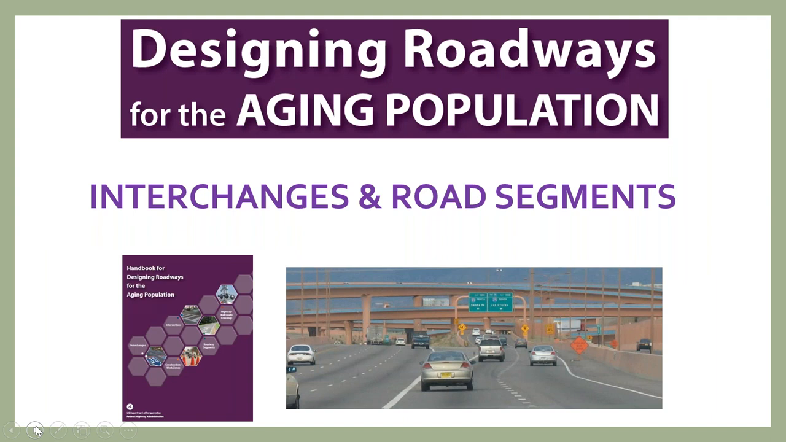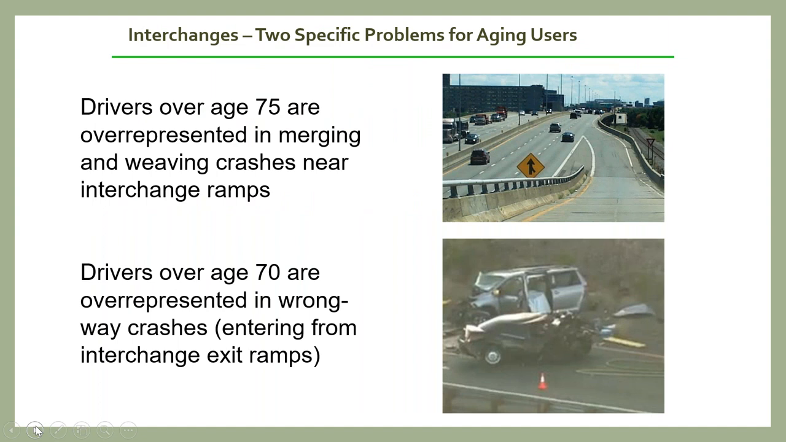So let's change gears and get away from intersections and move on to interchanges and road segments, which are two other chapters in the FHWA handbook. Just like intersections are a particular challenge for older drivers, interchanges are also particularly challenging. The data has shown that drivers over age 75 are overrepresented in crashes that involve merging onto a freeway and where we have weaving operations near interchange ramps, weaving being where a lane change has to be made, judging for a gap in the adjacent lane and safely making that lane change.